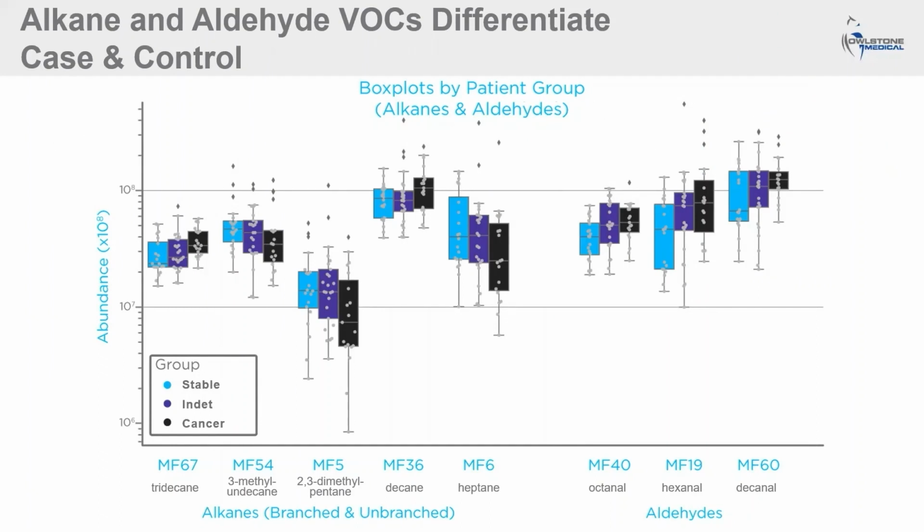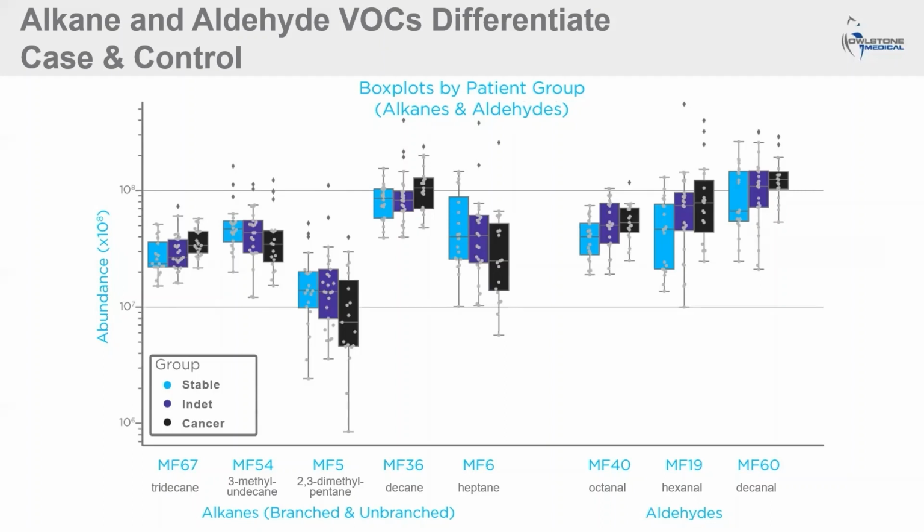Each of the 3 aldehydes shown on the right in the box plot were elevated in the breath of subjects with lung cancer compared to controls, and levels in subjects with indeterminate nodules were intermediate between the two. The increased abundance of on-breath aldehydes in cancer patients observed here is in line with previously published reports.